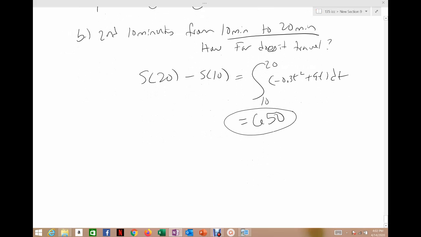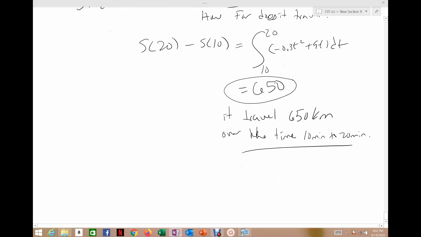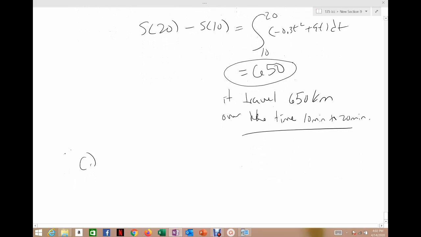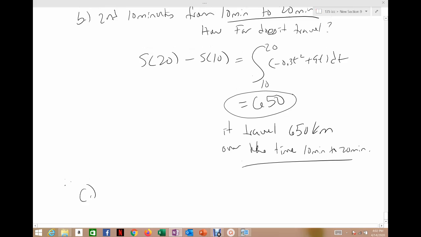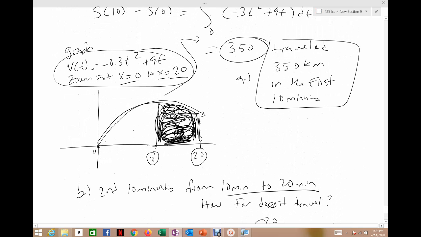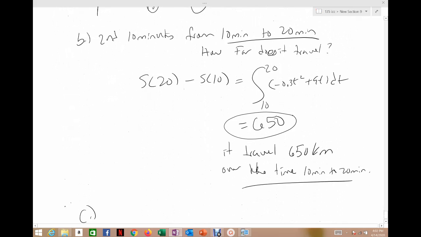So it traveled 650 kilometers from 10 minutes to 20 minutes, the second 10 minutes. There's the answer to part B. It traveled 650 kilometers in the second 10 minutes. It traveled 350 in the first 10 minutes, so it traveled a lot farther in the second 10 minutes.